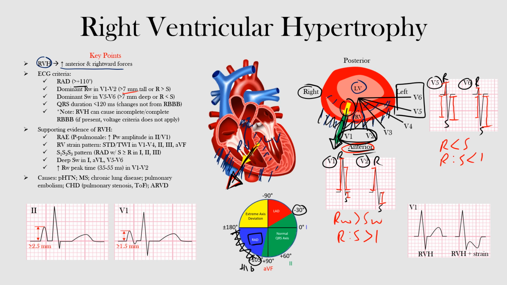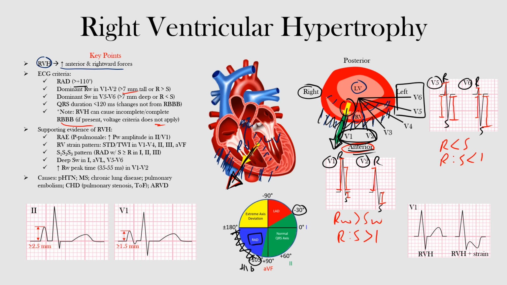Now, it's important to note that right ventricular hypertrophy can cause incomplete or complete right bundle branch block, and in such cases, we don't want to use the voltage criteria that we previously just discussed. So again, if you have right bundle branch block present, do not use that voltage criteria that we just mentioned earlier. All right, now there are some EKG features that can support the diagnosis of right ventricular hypertrophy.